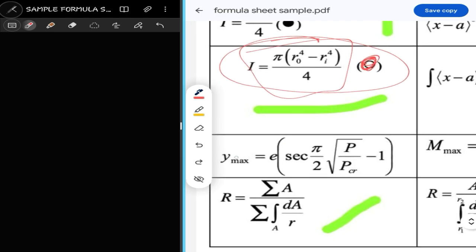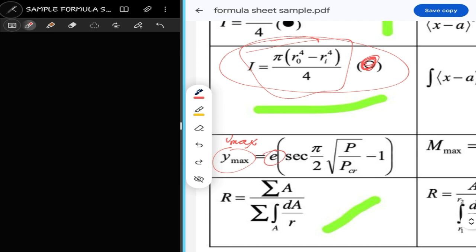Then again, this is the maximum deflection. If you don't see Y and you see V, or V max, they are the same, basically deflection. This is used for columns, and not just any columns, but columns that are eccentrically loaded, meaning that the loading is not at the central axis of the column. That's when we use this.